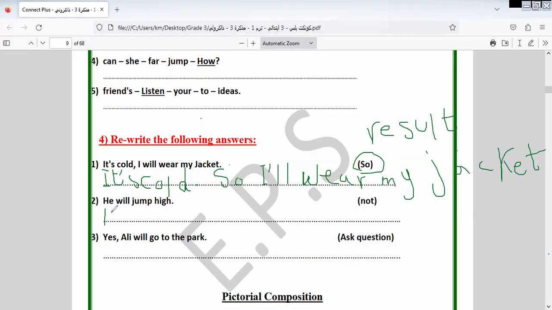The answer here will be: he won't jump. Won't jump. This is the abbreviation of will not, written like this. Okay, to know, some of you may not know this is the abbreviation of will not. Here is: he will not jump hard. So I make here the negative form.